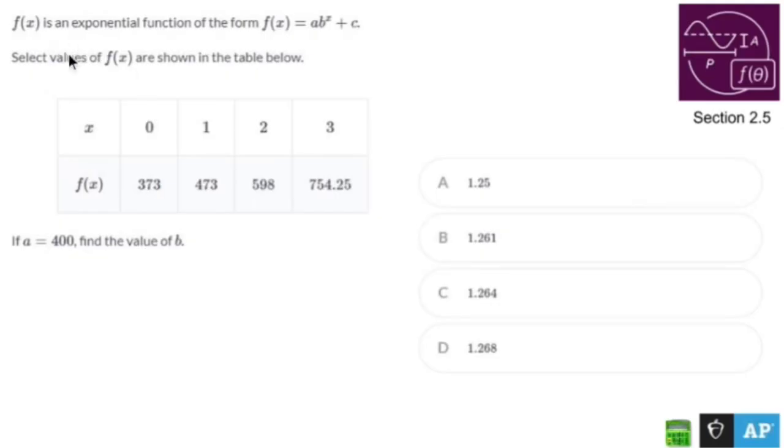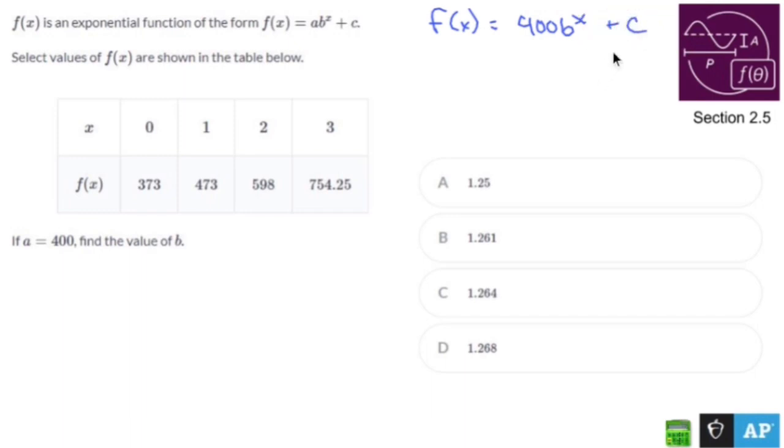f of x is an exponential function in the form f of x equals a times b to the x plus c. Select values of f of x are shown in the table below. A is 400. So let's write that out. f of x equals a times b to the x. A is 400, so let me quickly change that. 400 b to the x plus c, which is, I don't know.